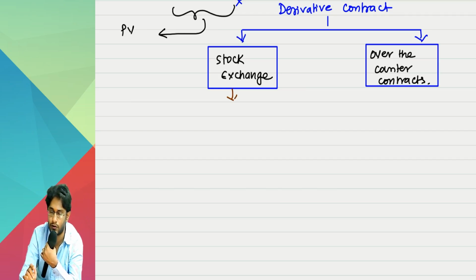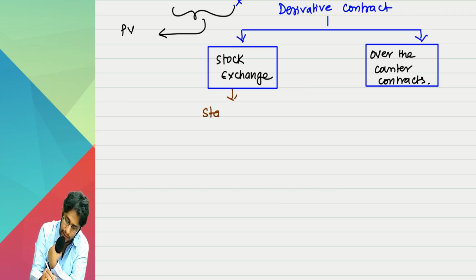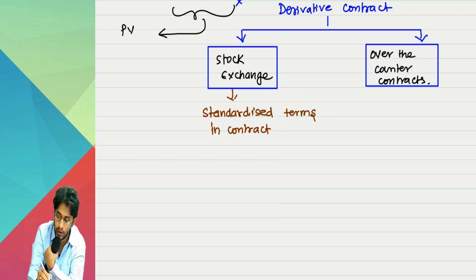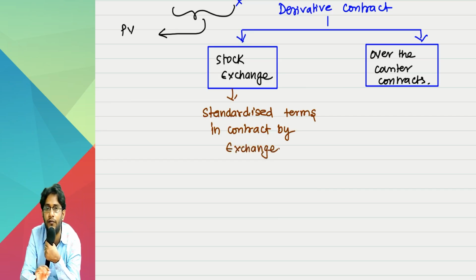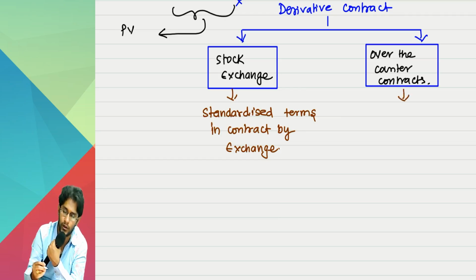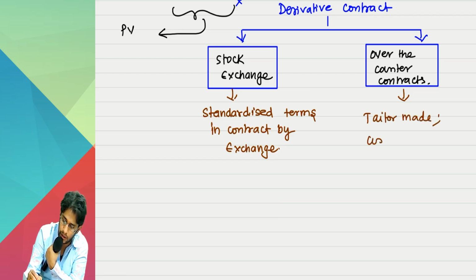Now the derivatives you enter on a stock exchange are basically standardized. The terms of these contracts are standardized terms. Who decides these standardized terms? Not you, the exchange. The exchange already fixes the terms and conditions of the derivative product, whereas over the counter contracts are tailor-made, customized contracts. Who will decide this? Made by parties.